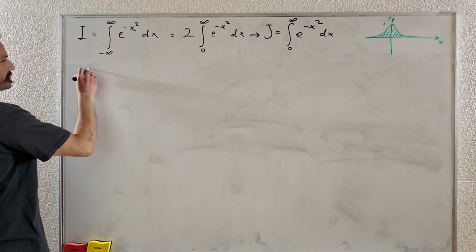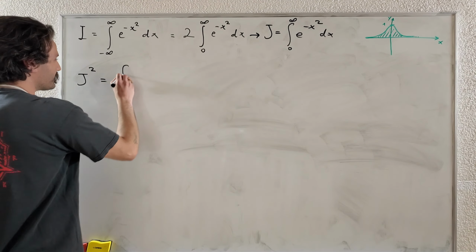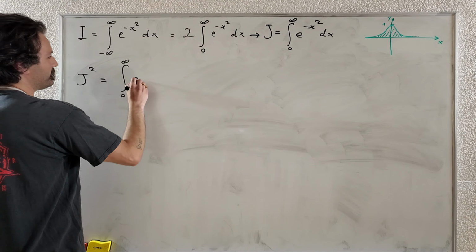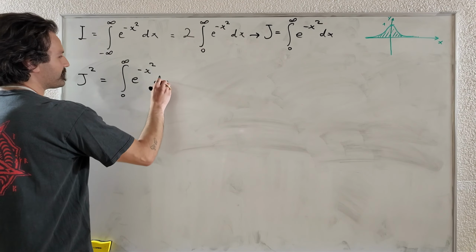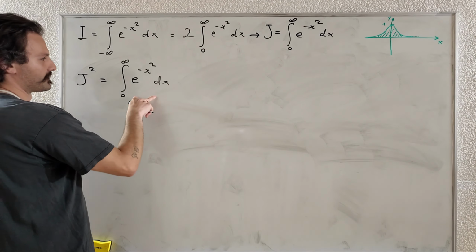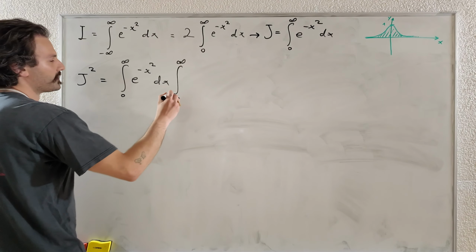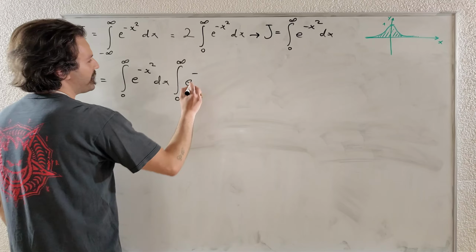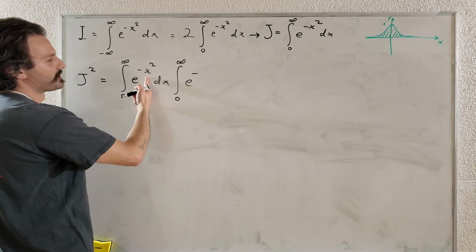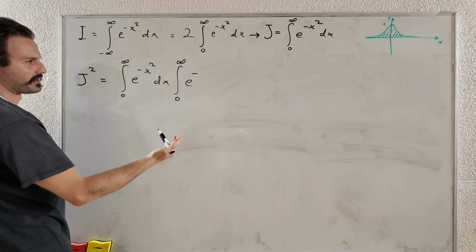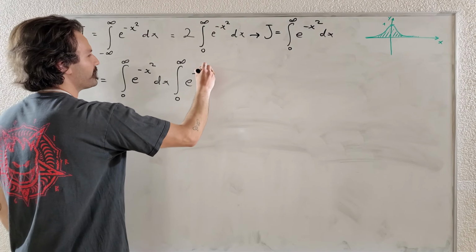So we have to come up with a new solution, and that is to square the whole equality. So we get J squared is equal to the integral from 0 to infinity of e to the power of minus x squared dx, and we need to multiply this integral by itself. So the second integral is from 0 to infinity as well, of e to the power of minus. Notice that x is just a dummy variable, right? So I can replace it with another variable. Let's take y.